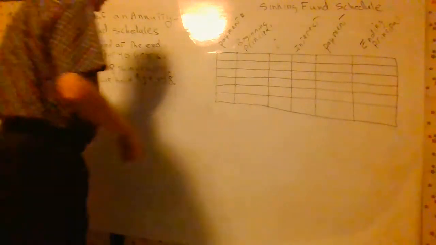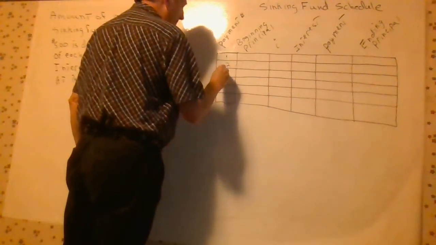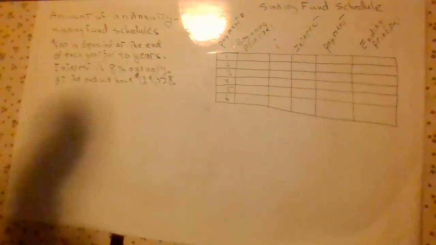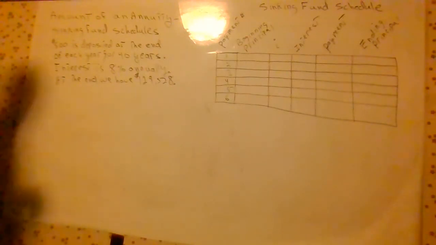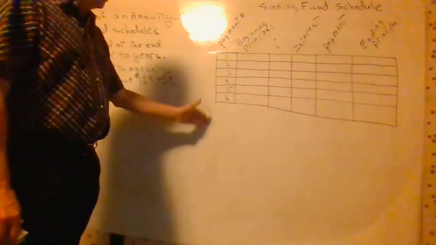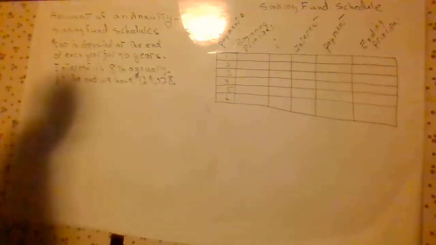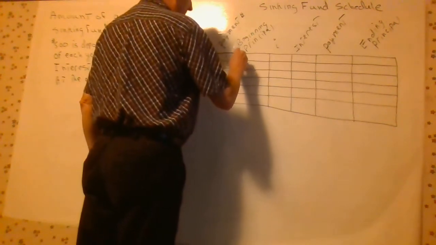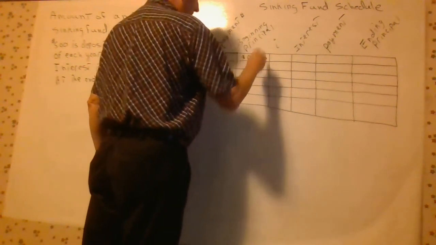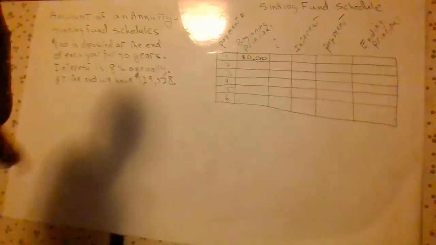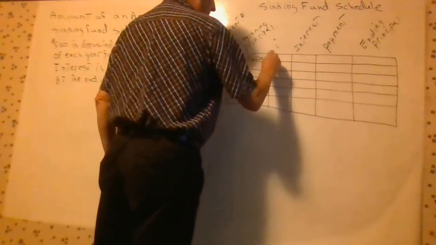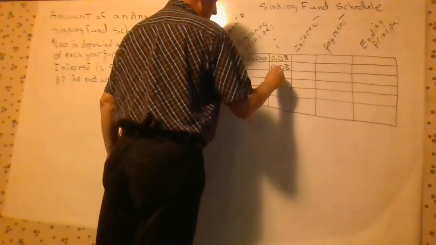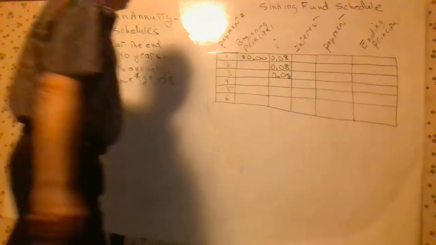So we have payment 1, 2, 3, 4, 5, 6. We're going to do a few payments so you understand how this works. We're obviously not going to do 40. If we were going to do 40, you'd probably use a spreadsheet or something. Beginning principal, $0.00. The interest rate is 8%, 0.08. You can copy that all the way down as far as you want to go.